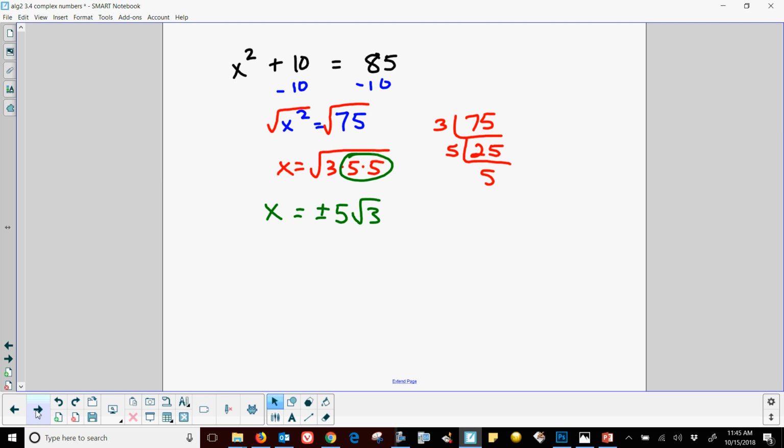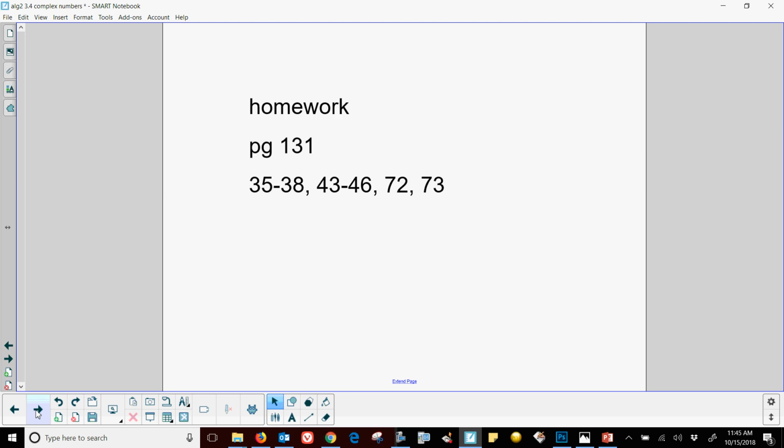Now this one, we actually have positive 75. So when we take out the pair of fives, it'll actually have the plus or minus sign in it because this is a real number. So be careful. And this was a homework for that class.